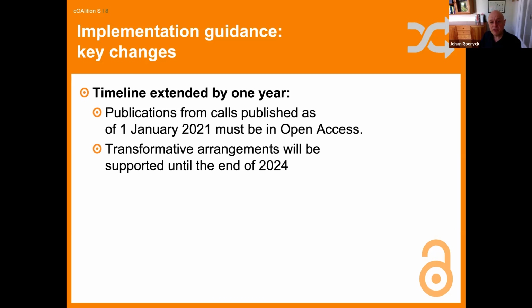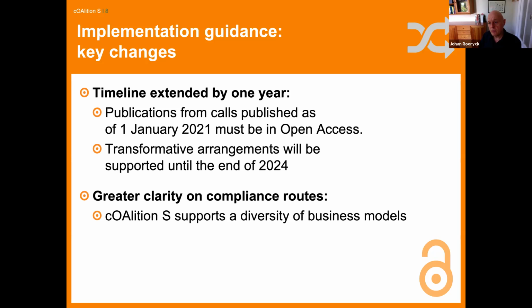Transformative arrangements will be supported to the end of 2024 for now. I will talk about transformative arrangements in a minute. And there is now also greater clarity on compliance routes. What is important to know is that Coalition S supports a diversity of business models. What this basically means is that we support both commercial and non-commercial models of publication. In other words, we don't care about the color of your open access as long as it is open access. Any open access will do as long as it's CC BY and copyright is retained.